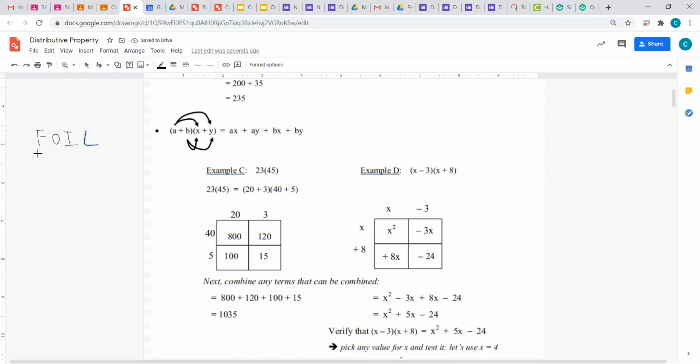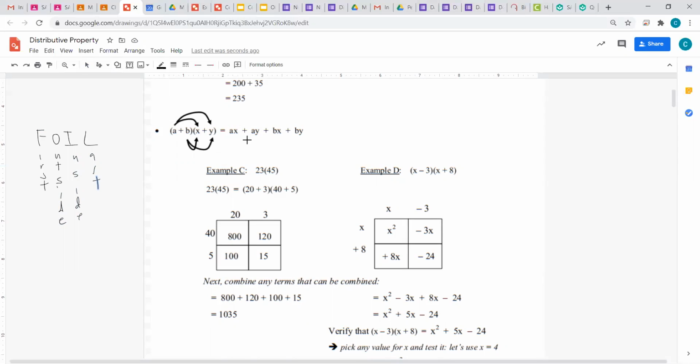So FOIL stands for first, outside, inside, and last. So what does that mean? Well, the first expressions in each of these is A and X, so we multiply those two together. The outside two is A and Y, so we multiply those together. The inside ones are B and X, multiply those, and then the last two are B and Y. So I like using that just because it's easy to remember, FOIL.